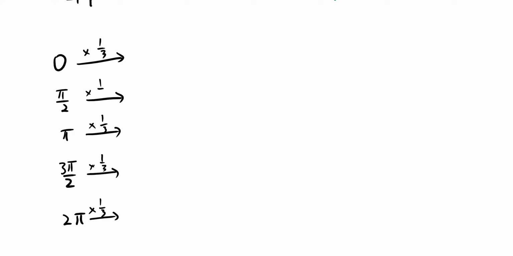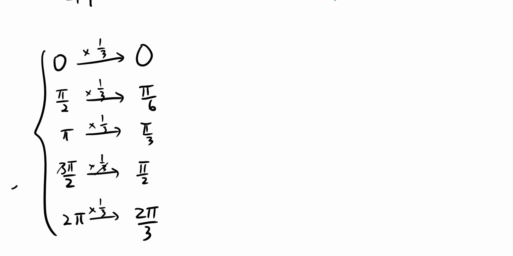1/3 times each one. So this stays 0. This is pi over 6. This is pi over 3. The 3 cancels out, pi over 2. This is 2 pi over 3. So we got those 5 values of x. Those are the x values. So I'm going to plot the new ones, 0, pi over 6, pi over 3, pi over 2, and 2 pi over 3 on the same axes.